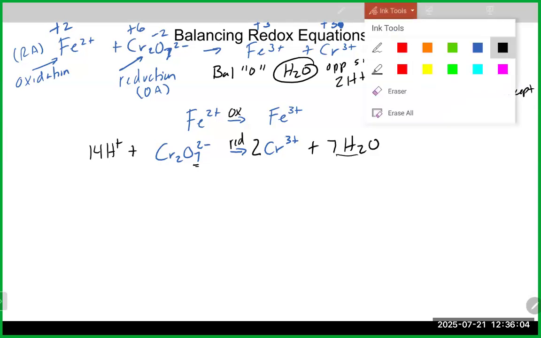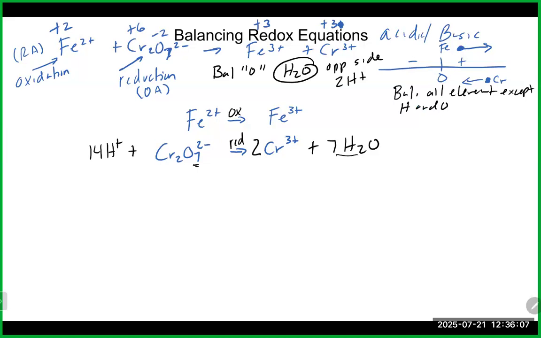Once you've balanced all the elements and once you've added water to balance out the oxygens, by the way, if you're ever short hydrogen to begin with, you could just add H pluses to the opposite side right off the bat and balance it out that way as well. We want to balance out the charge by adding electrons. So we want to make sure that the overall charge in each half reaction on each side of the arrow equal each other. They do not have to equal 0, they just need to equal the exact same number on each side.